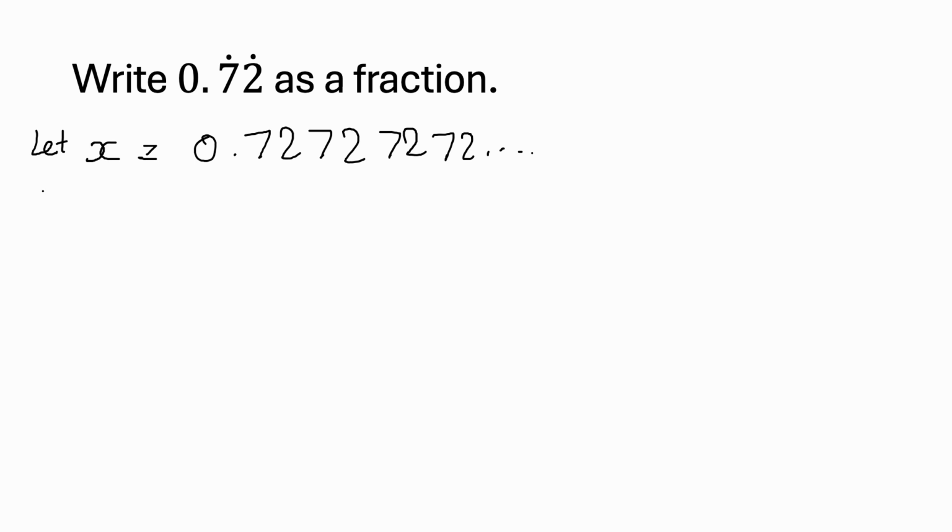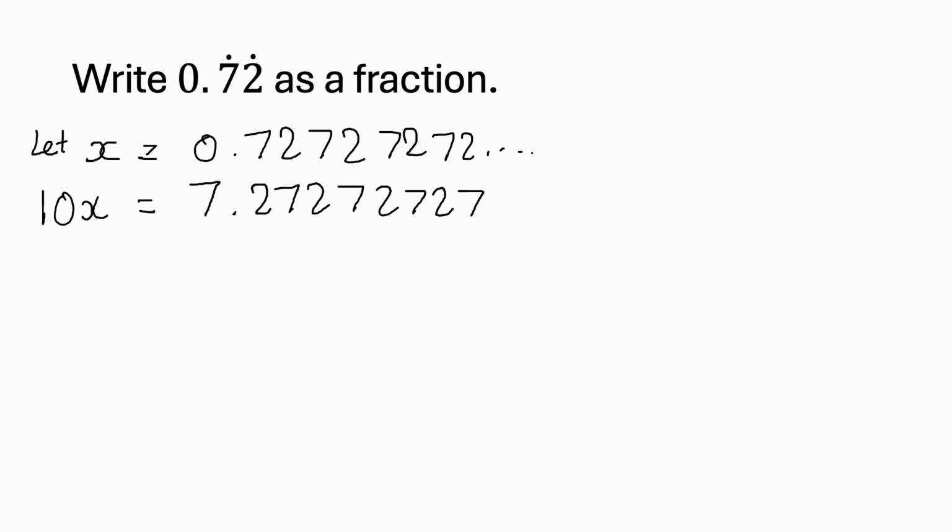And then we find out what 10x is. Remember, whenever we times by a multiple of 10, we move the decimal place to the right. Because we are timesing by 10, we move it once to the right. So we get an answer of 7.27272727.